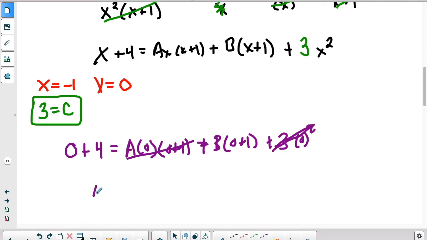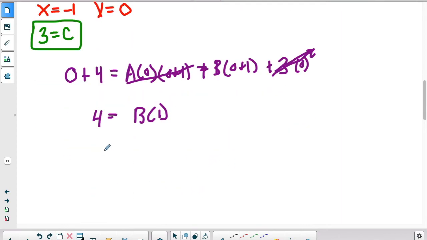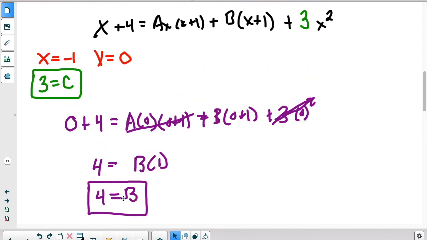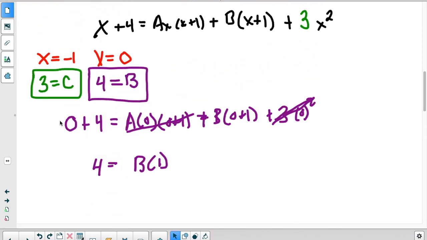Well, 0 plus 4 is 4, is equal to, well, this is gone. 0 plus 1 is 1, so we have b times 1. And everything else is gone. So we have 4 is equal to b. And that's all we have to do for this part. So we have our second value.